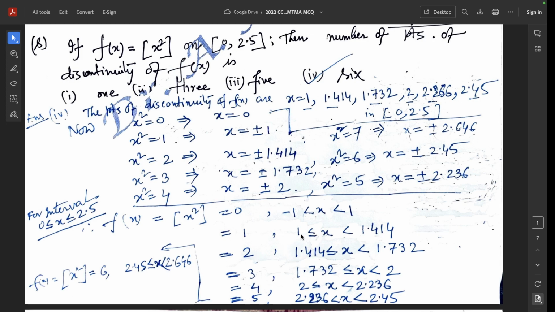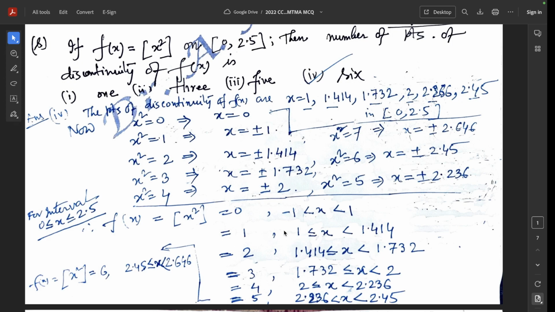So this value is 2. And also we get this limit, minus 1.414 less than x less than or equal to minus 1. Also within this we can get box x square equal to 1, but we avoid the negative part of this region, because here we are only interested in the closed interval 0 to 2.5. So here we neglect the negative part of this region.